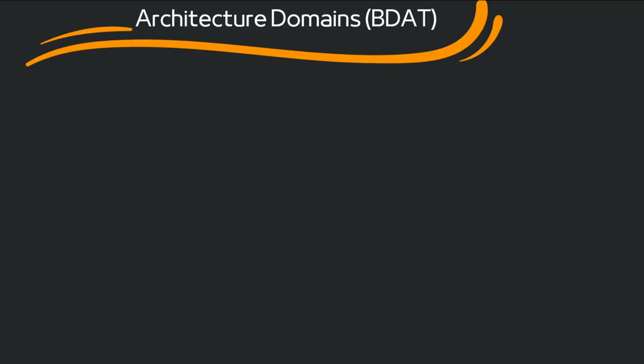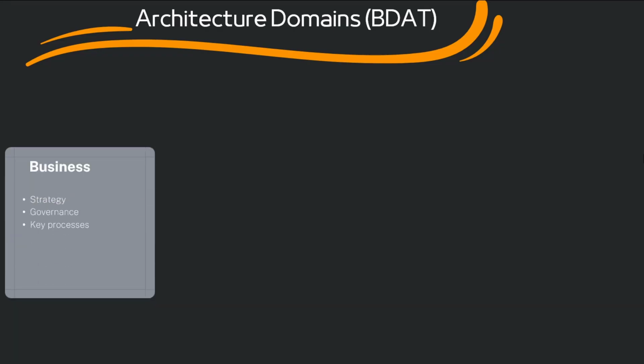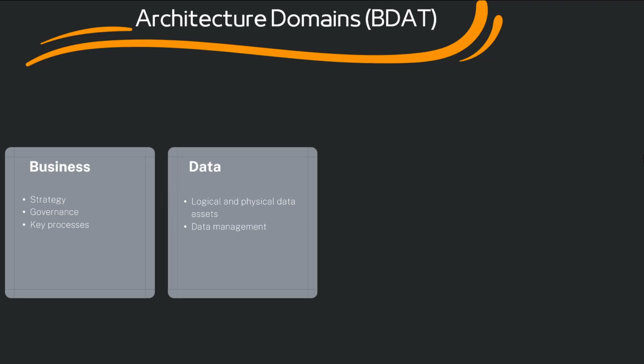We also want to cover the four architecture domains, BDAT. This refers first to the business domain, where we talk about things like strategy, governance, and the key processes. Followed by the data domain. This refers to the logical and physical data assets that we have and the management of those assets to make sure that things are not lost, at the right level of quality, and ready for systems to use.